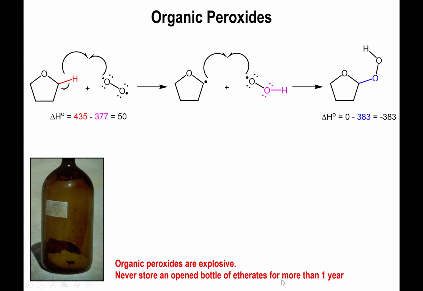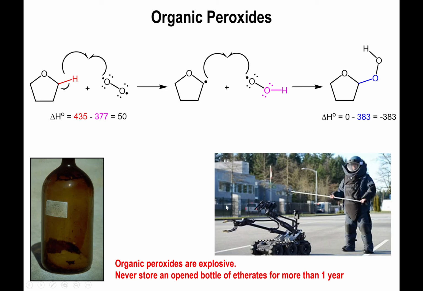But if you have an etherate bottle that you've basically neglected, and it's been sitting there for a year or longer, there's a chance you're going to form these organic peroxide salts that are highly explosive. And in those cases, you actually want to call the bomb squad to take them out, because even a bottle like this can blow up an entire lab. So it's best not to mess with them.